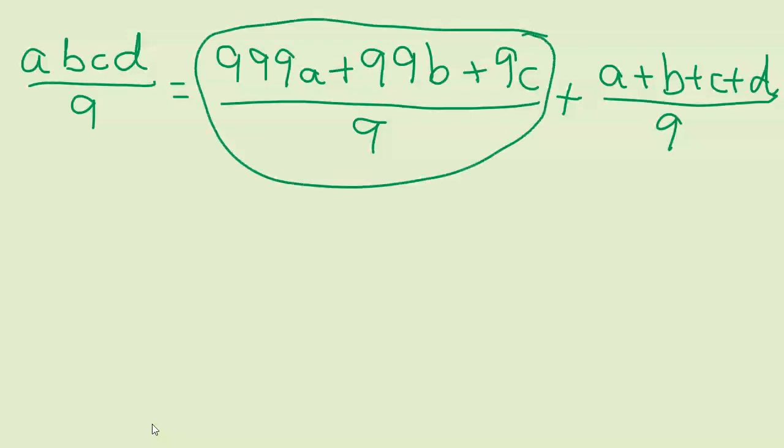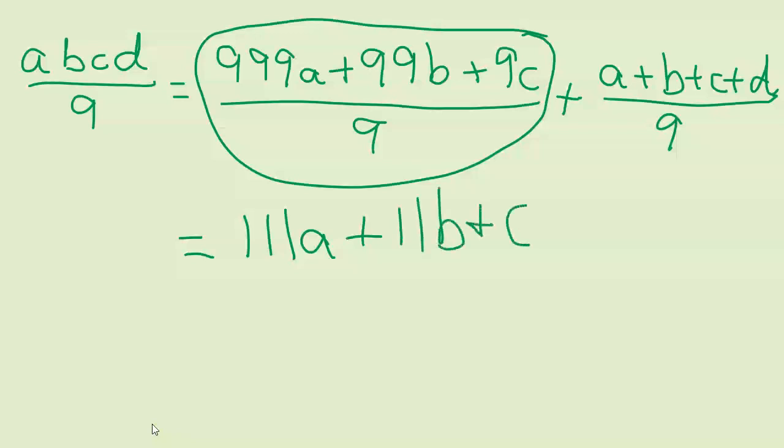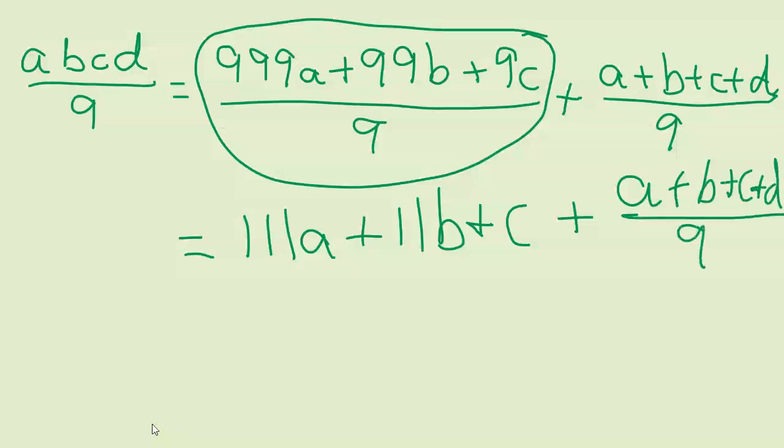But taking a look here at this left part, actually all of the 3 terms in the numerator are divisible by 9, so we can easily rewrite them without a denominator as 111A plus 11B plus C, plus again we have the sum of the digits, A plus B plus C plus D, all divided by 9.